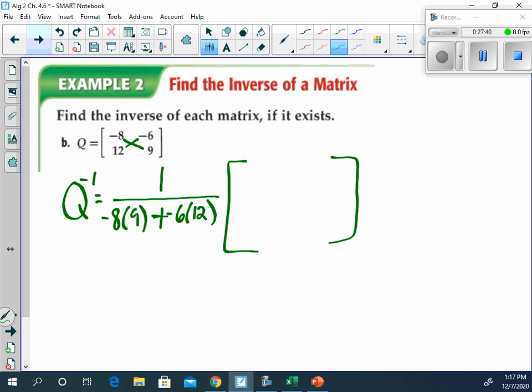Now inside the matrix, we saw that A and D switch places. So A and D, that'd be -8 and 9. So the number up top would be 9. The number down here would be -8. Those two, A and D, switch places in the formula. And B and C, we switch the sign. Since B is -6, since it's negative, it's now positive. Since C was +12, it's now -12.